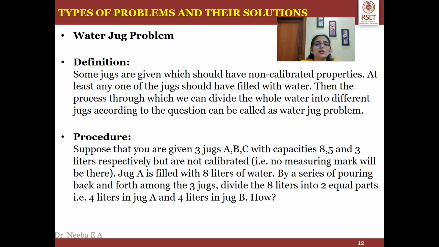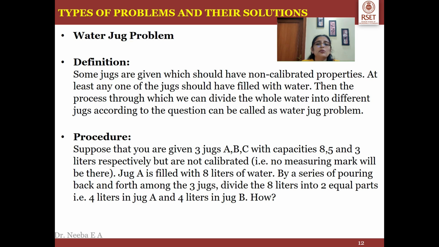That is, some jugs are given which are not calibrated. And at least one jug should be filled with water in the initial state, and then the process which divides the whole water into the jugs according to the question given, and this is called the water jug problem. Now I'll come to the procedure. So in the definition, I have not given any information about how to go about it. It is a very general and very vague form of writing the water jug problem.